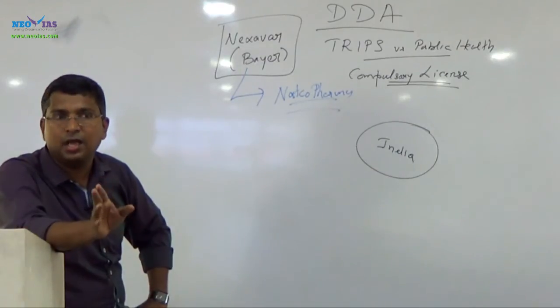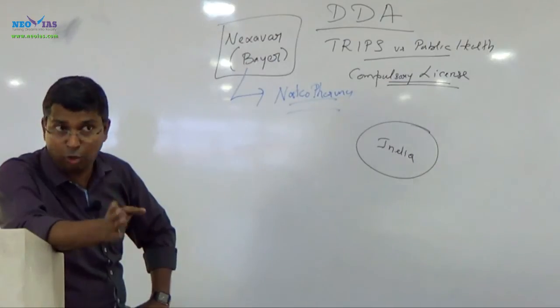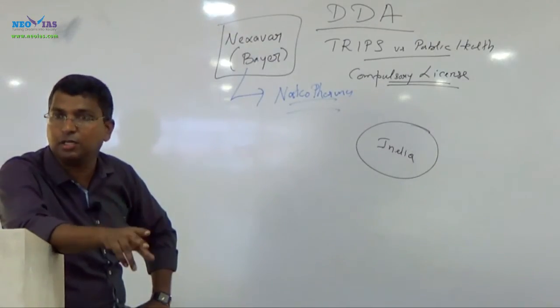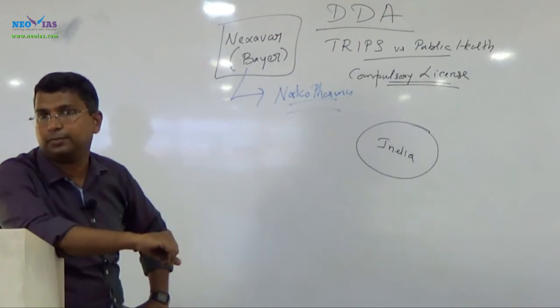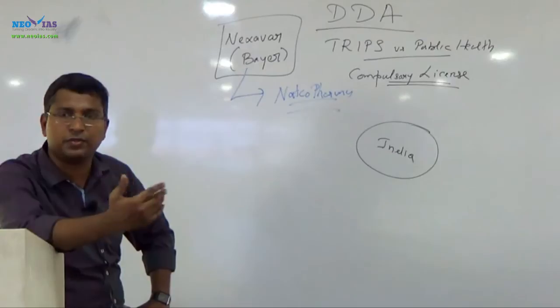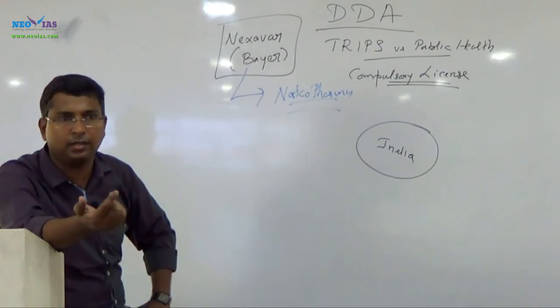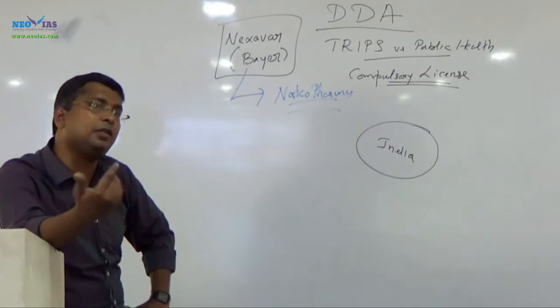Pre-grant opposition means the Patent Office is going to grant a patent to a patent holder. Do you have any opposition? That's pre-grant opposition. If somebody has an opposition, they will make their claim, the Patent Office will look into it, and if it is found reasonable, it will not give the patent.